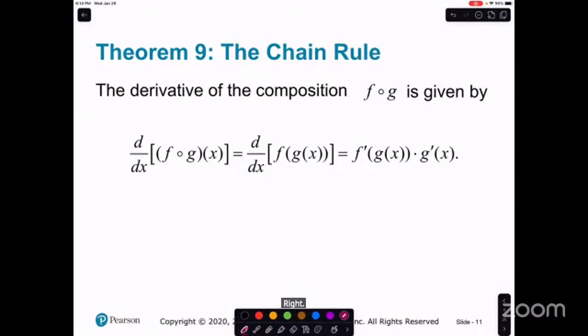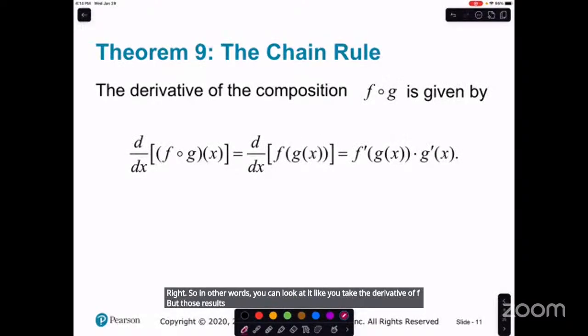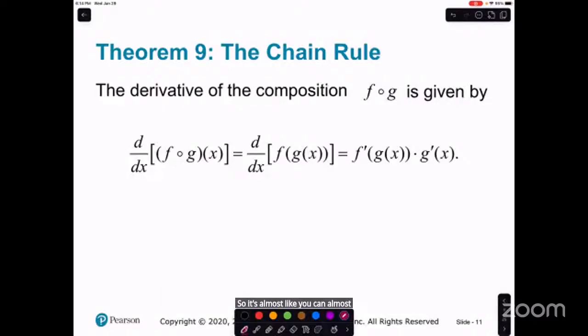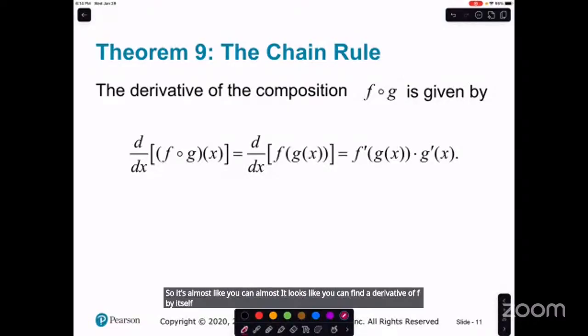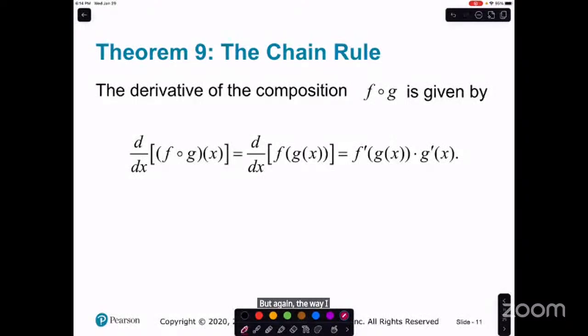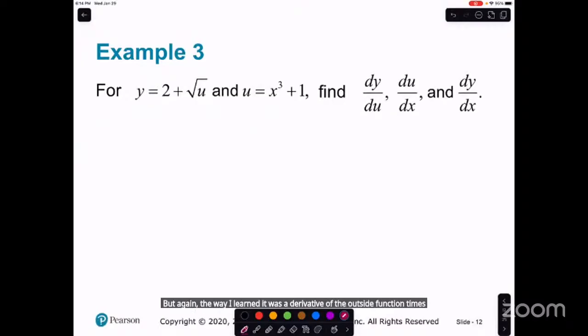So in other words, you can look at it like you take the derivative of f, but in those results, you're not going to write x, you're going to write g of x in place of the x's. It looks like you can find a derivative of f by itself, find a derivative of g by itself, but then for your answer for f, you have to replace the x's with g of x. That's what it looks like. But again, the way I learned it was the derivative of the outside function times the derivative of the inside function. Let's look at this example.